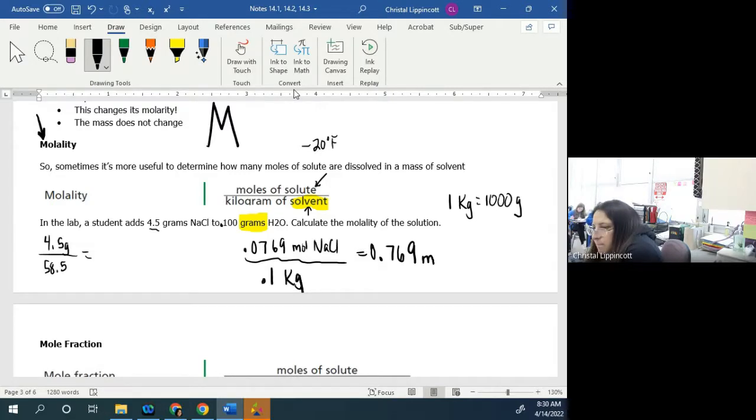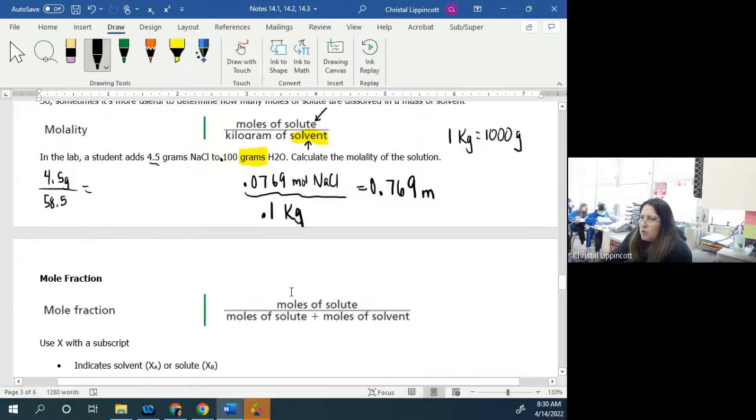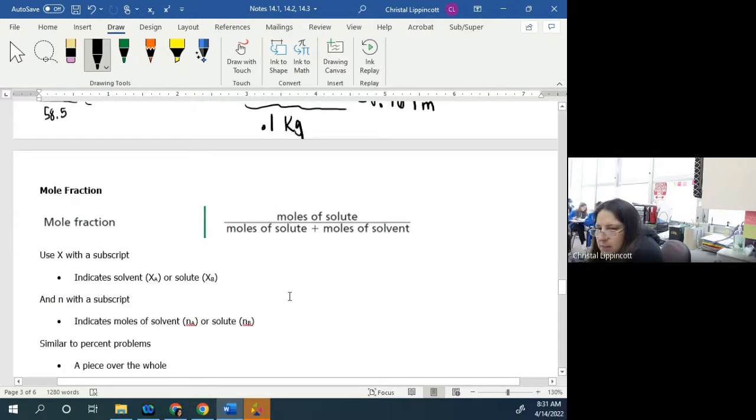That's a weird name, molality. You don't use this at all in AP Chem. Just molarity. You do a lot of molarity in AP Chem. Right, Austin? A lot of molarity in AP Chem. Yes. Lots and lots.